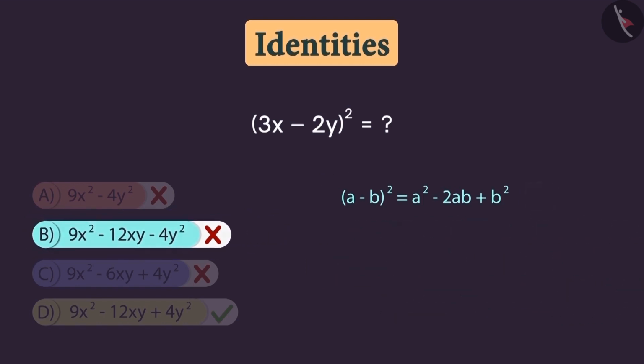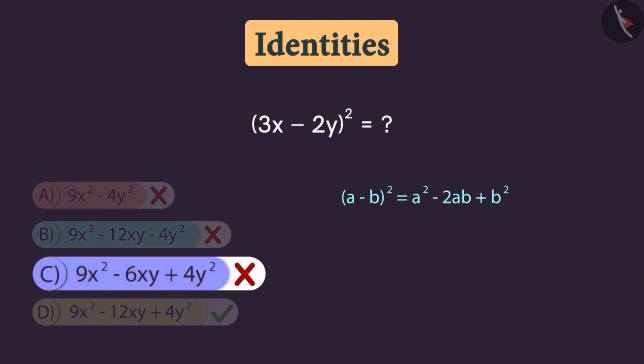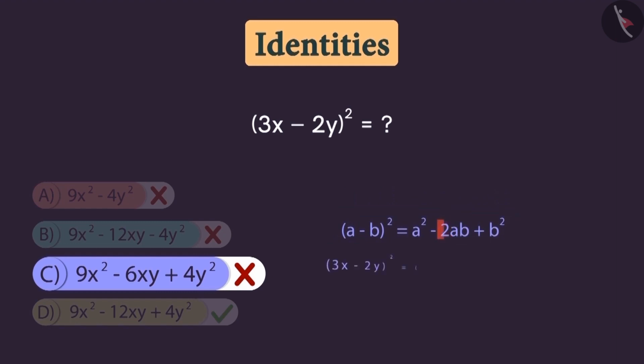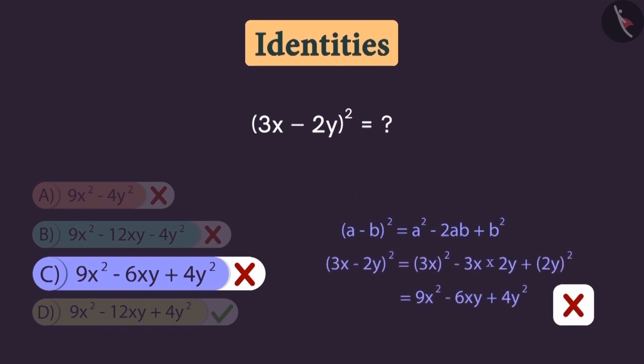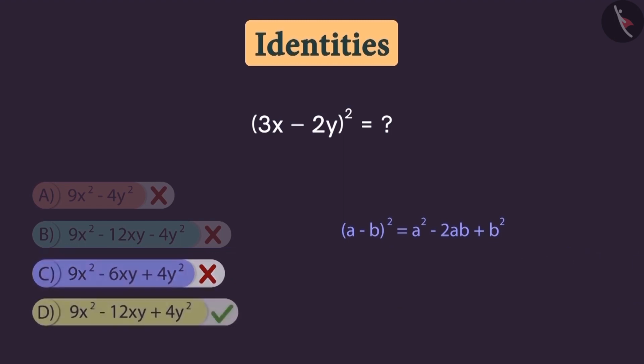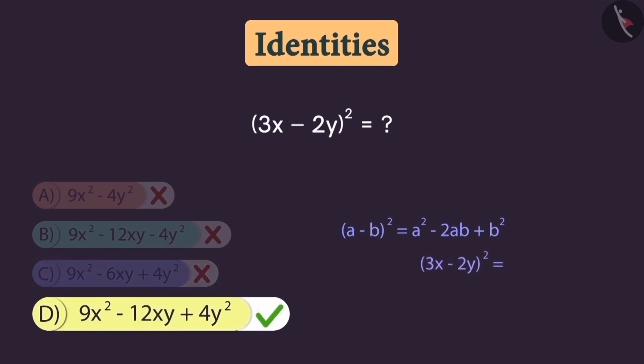Some of us get option C as the answer because while using the identity, we tend to forget to multiply by 2. So, we end up getting the incorrect answer. Thus, option C is also wrong. Since we have to solve 3x minus 2y raised to the power of 2, here a will be 3x and b will be 2y. On solving this using this identity, we will get this.